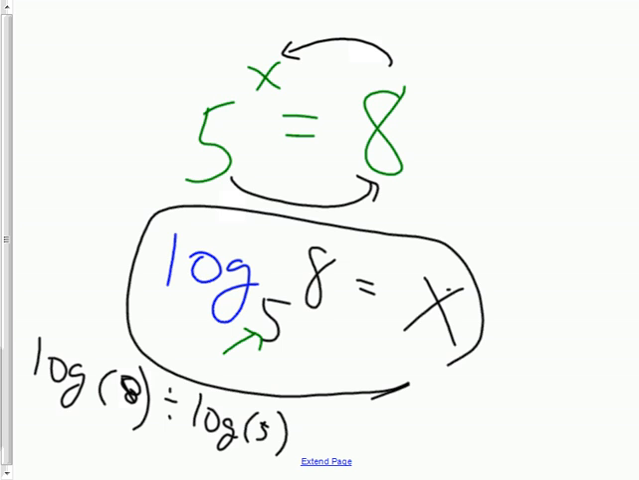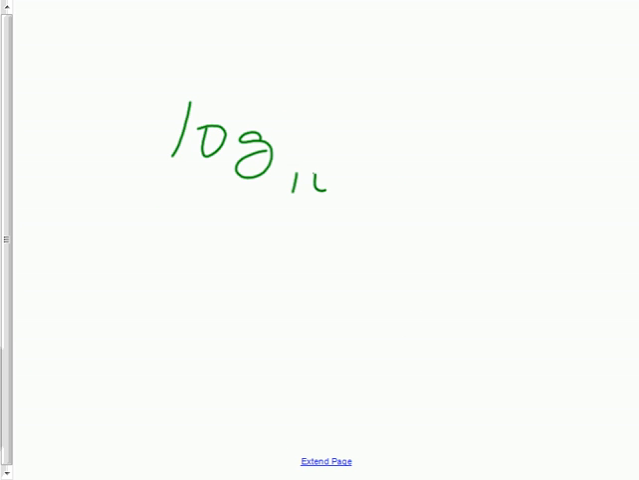Let me show you what I mean. Log base 10 of 3 equals x. Let's say we're going to type that in. You don't have to type in log 3 divided by log 10. You just type in log 3. Now why? Because log of 10 is equal to 1.